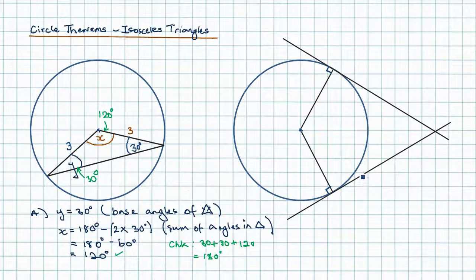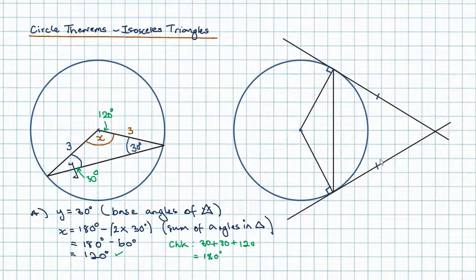The other thing that's interesting and useful to know is that these two lines, from this point to where it touches the circle, so the length of this line here must be equal. So this side must be equal to this side here. And if I draw a line down like this, then you can see again that I've got not just the isosceles triangle here, but also an isosceles triangle here, because these two are of equal length.